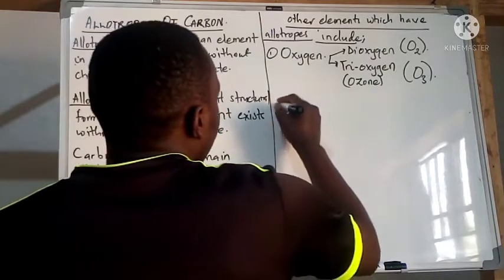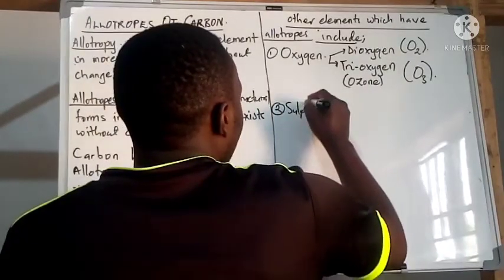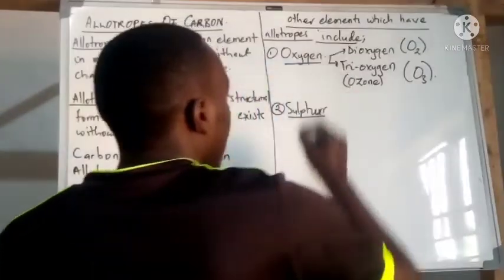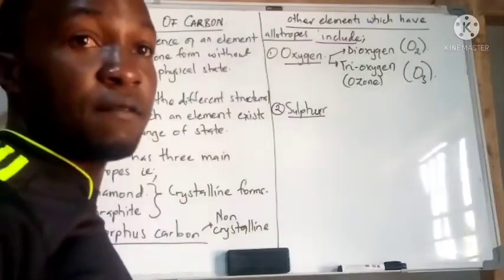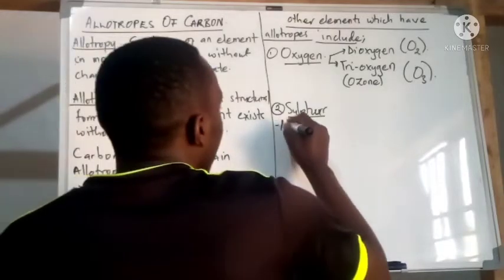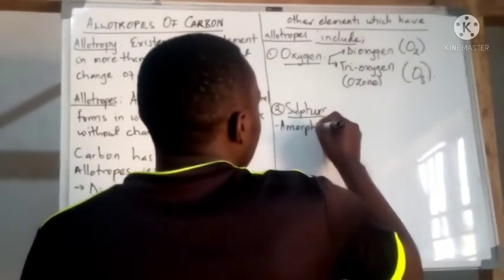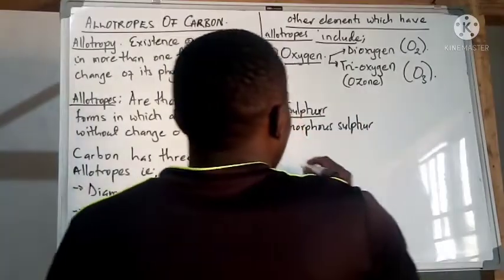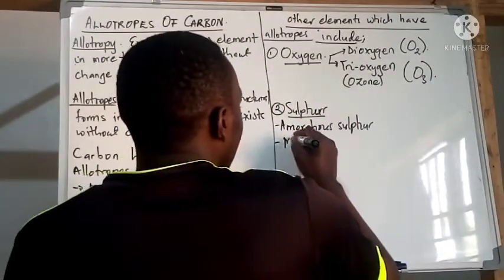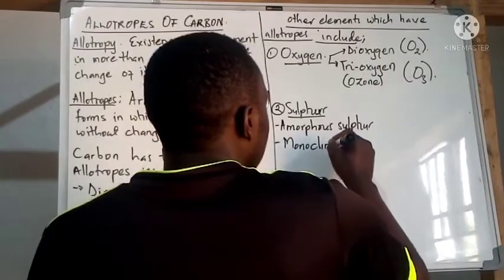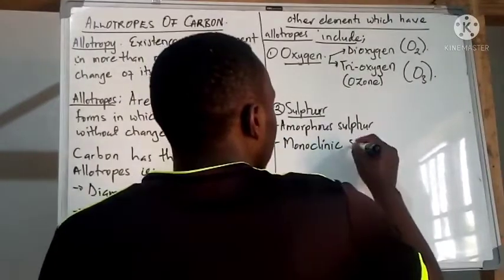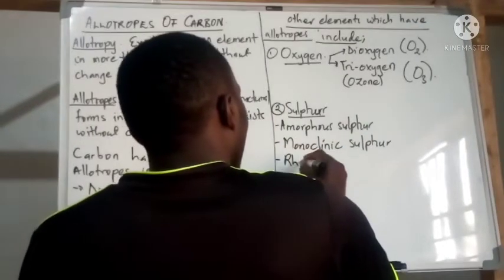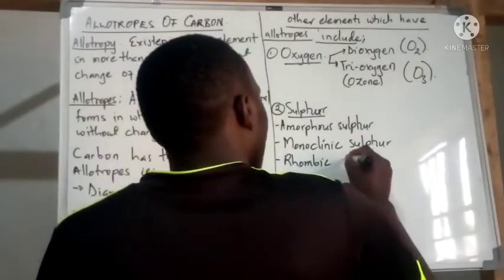Sulfur is another element which can show us allotropes. Among the allotropes of sulfur, we have amorphous sulfur, we have monoclinic sulfur, and we have rhombic sulfur.